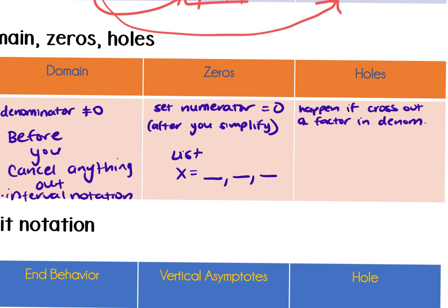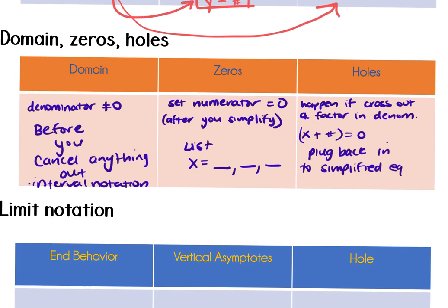Do you only want us to find that x for the full course? No, you'll plug back in. So we set whatever that factor is equal to 0 to get the x, and then you plug back in to the simplified equation to get the y. And you'll either write it as x comma y, or it will ask you to describe it in limit notation, which we'll get to in a second.